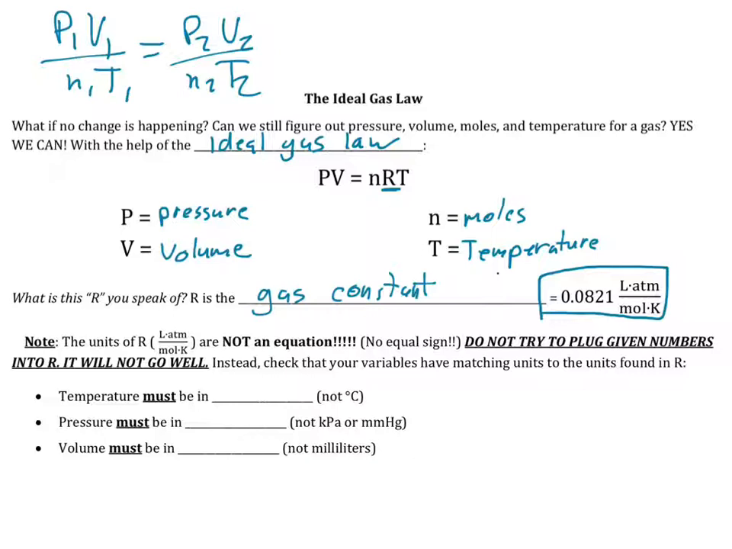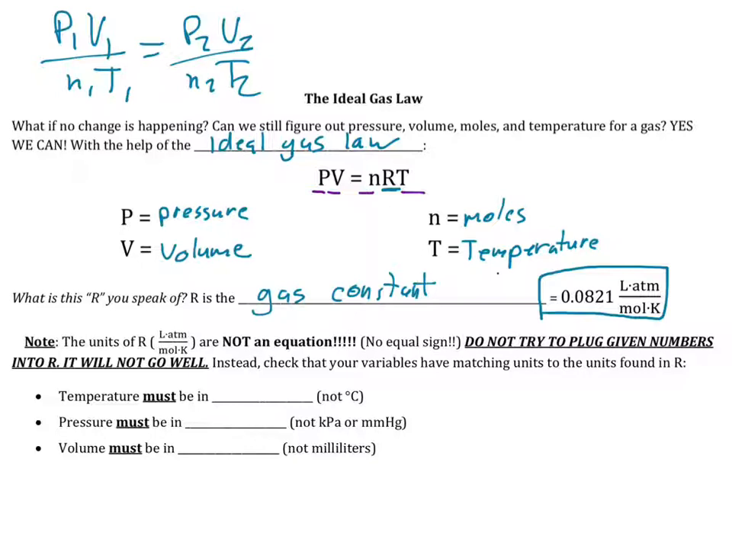Now what's nice about PV equals nRT is the way it works: if you are given 3 of the 4 variables, and again there are 4 variables, P, V, n, and T, you can calculate the 4th one. So if you're given pressure, volume, and moles, you can calculate temperature. And if you're given pressure, moles, and temperature, you can calculate volume, and so on. If you're given 3 of the 4 variables, you can calculate the 4th one.